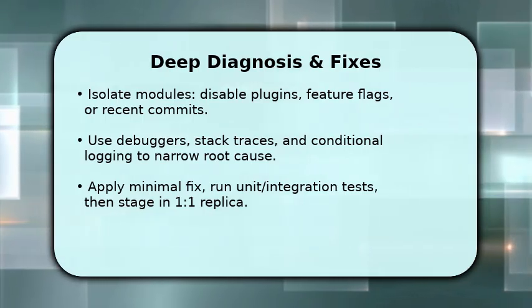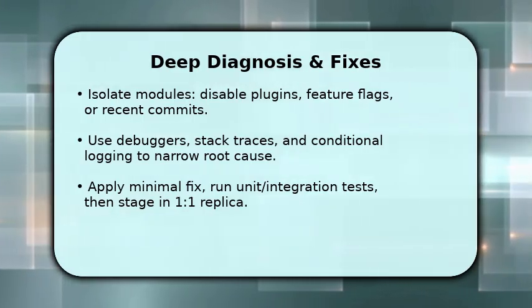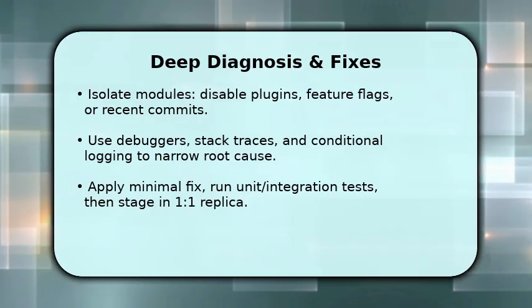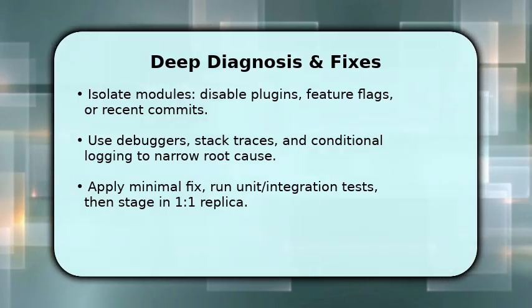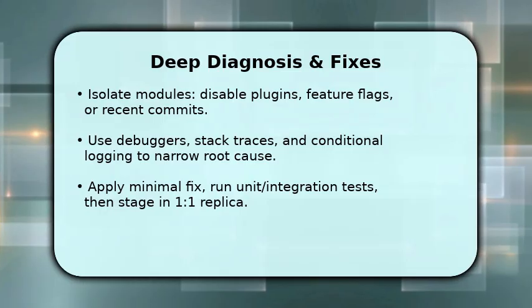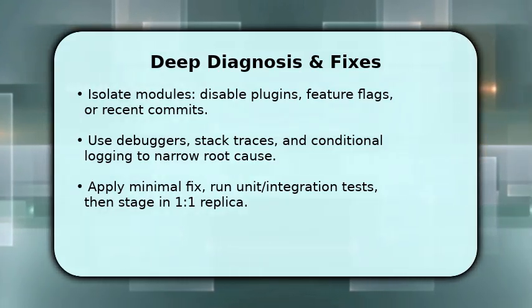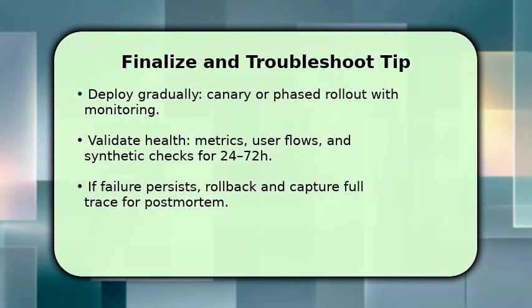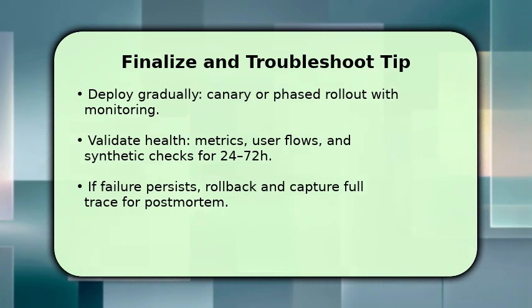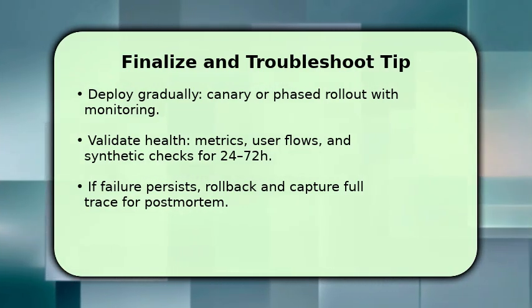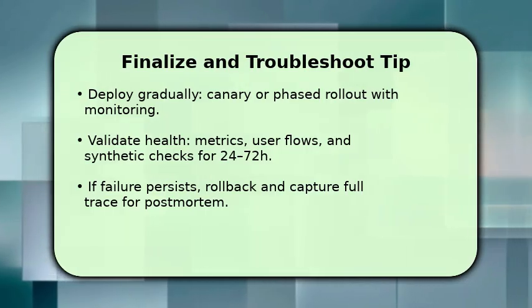Implement the smallest safe code or config change that addresses the cause, run unit and integration tests, and then deploy to a 1%. You finish by deploying gradually, using a canary or phased rollout and watching key metrics and user flows closely. Make sure synthetic checks run and validate behavior for at least 24 to 72 hours so intermittent issues surface.